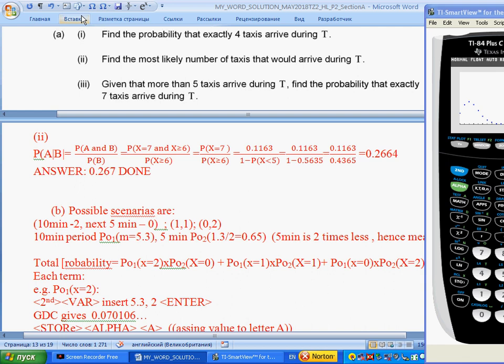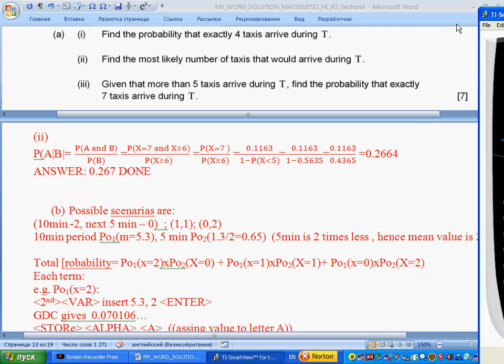Right. So A, the probability that A happens if B happened. More than 5 taxis arrive, this is B. Exactly 7 taxis arrive.